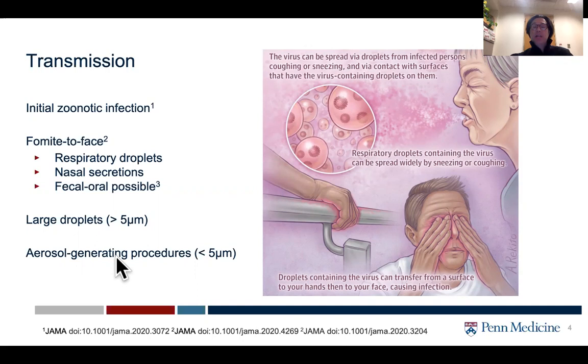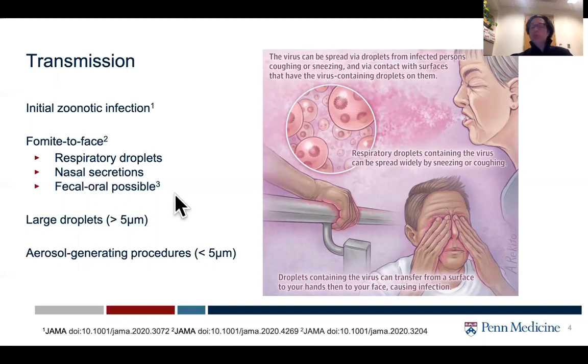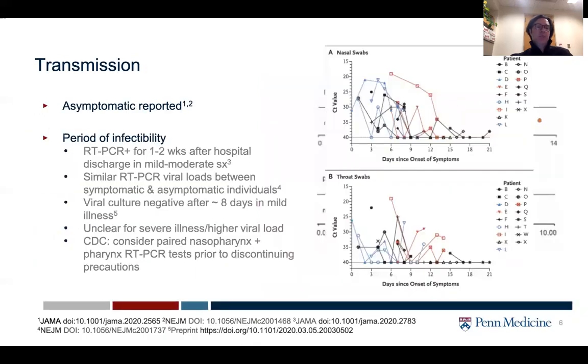However, aerosolized droplets through certain procedures like suctioning or bronchoscopy, or potentially even transesophageal echo, can produce smaller particles, which can then result in infection. I should also mention that there is a fecal oral route, which has been described. The viral PCR testing has been shown to be positive in feces of people suffering from COVID-19. So fecal oral is a possible mode of infection as well. However, the primary mode is through fomite-to-face transmission, as well as respiratory droplets.